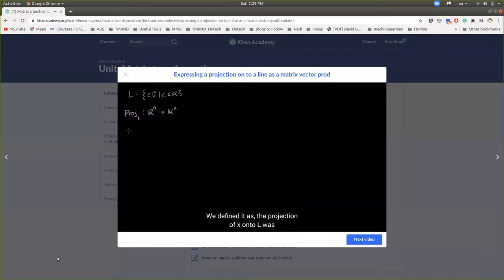And we defined it as the projection of X onto L was equal to the dot product of X with this defining vector, divided by that defining vector dotted with itself. All of that times the defining vector of the line. This was our definition. Now, a couple of things might have popped out at you right when we first saw this. When you dot a vector with itself, what's that equal to?